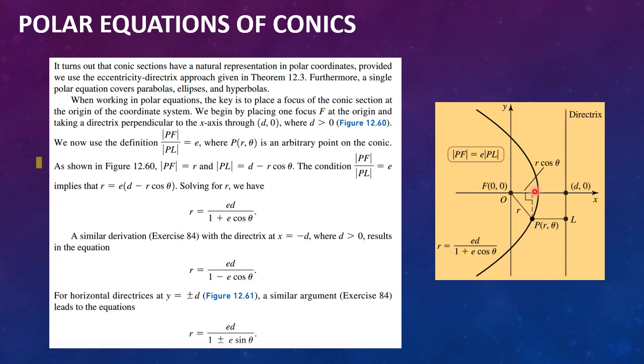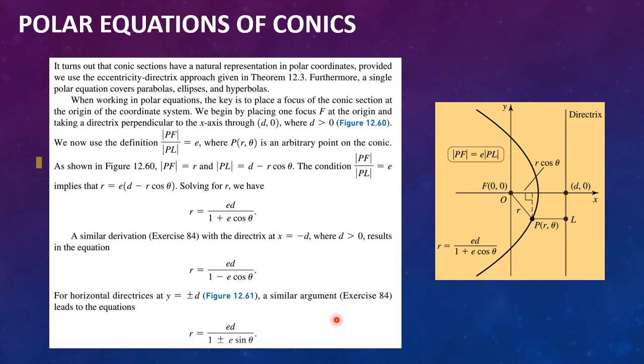While the x value is r cosine theta, the y value is r sine theta. So when we're along the y-axis, this makes sense with our trigonometry knowledge that r is now going to equal ed over 1 plus or minus e sine theta. Okay, x-axis, y-axis.